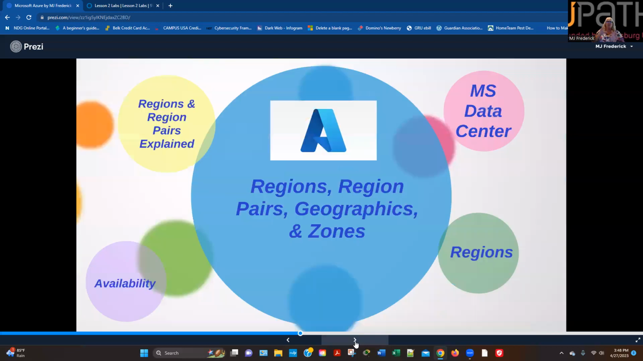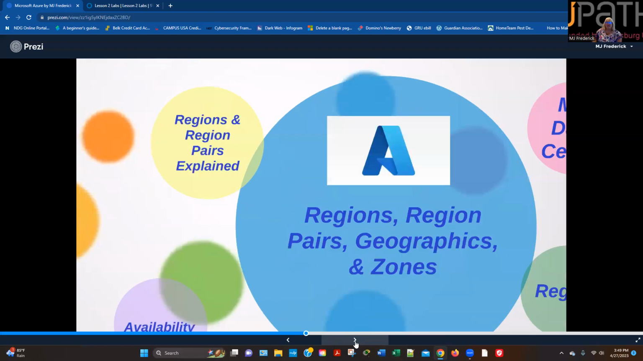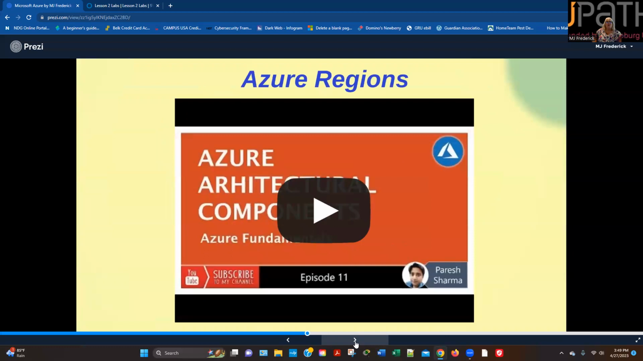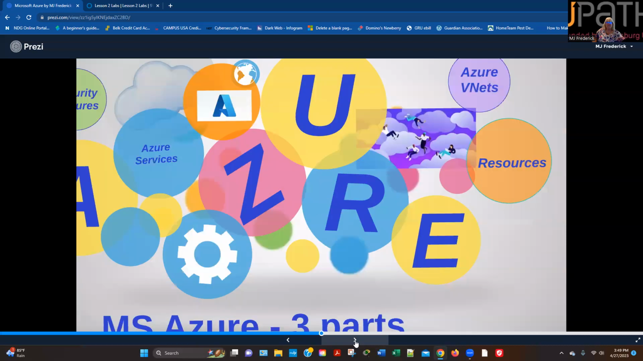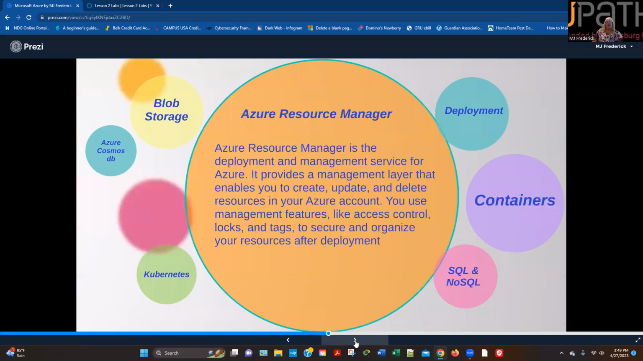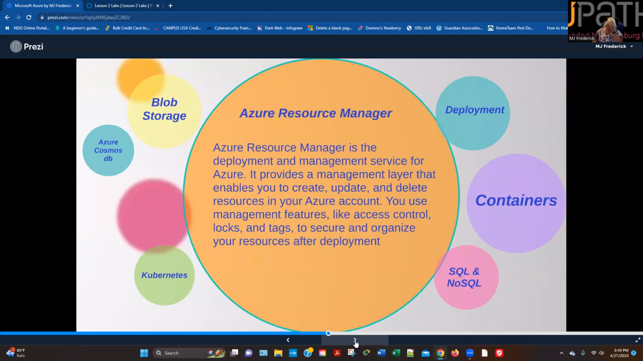Now, I'm not trying to push Azure on anybody. It's a great tool. I mean, it really is. There's other stuff out there, but Azure's really big. But AWS has theirs, Google has theirs, and other companies do too. And I have a video on Azure architectural components, and it continues on for regions, and he explains it really well.